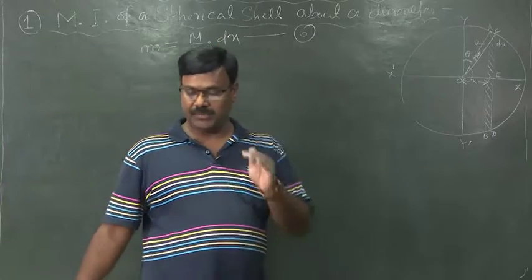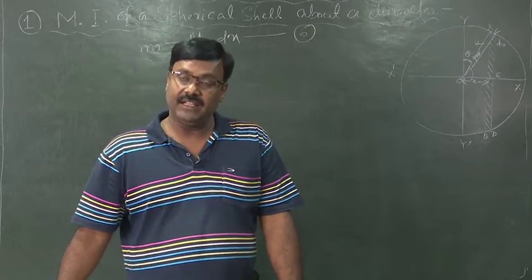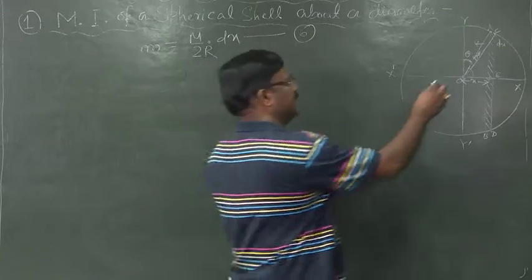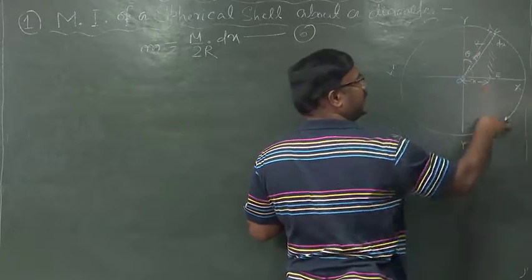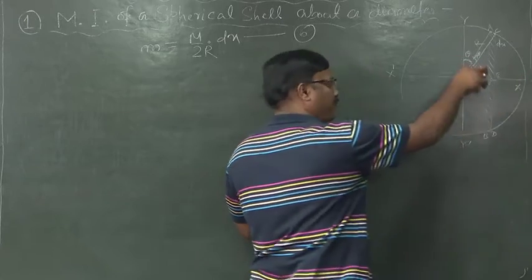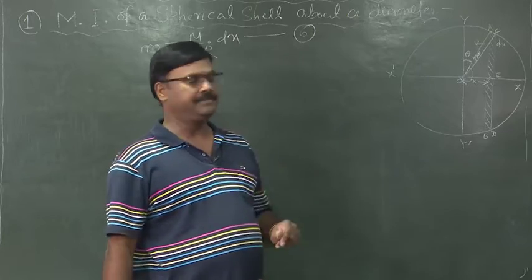Now we have arrived at the mass of the elementary ring. Now we have to find out the moment of inertia of the elementary ring about the axis OX. Here we have considered the elementary ring, and this is the axis of the elementary ring which passes through the center of the ring and is perpendicular to its plane.